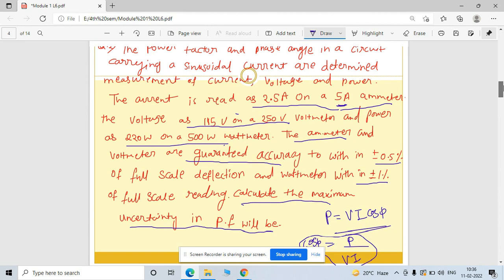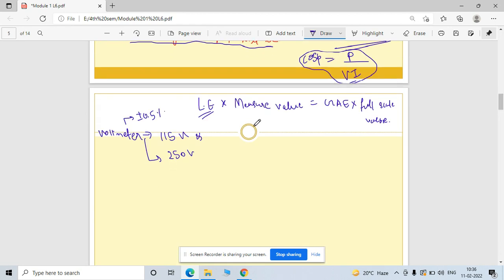In terms of percentage or absolute error? Percentage. Okay, so limiting error here is nothing but: your measured value is 115 volt, which is guaranteed accuracy of plus minus 0.5% of the full scale value. What is the full scale value? 250 volt.